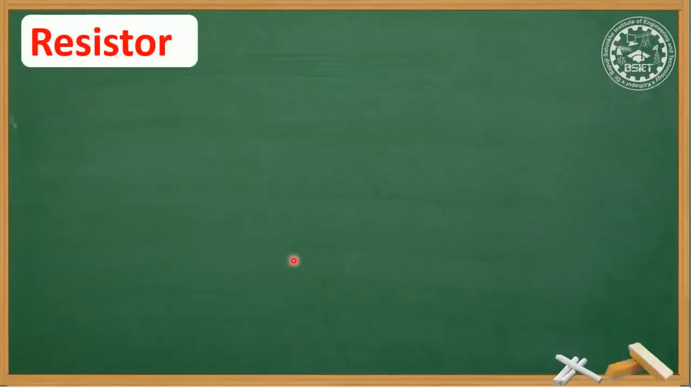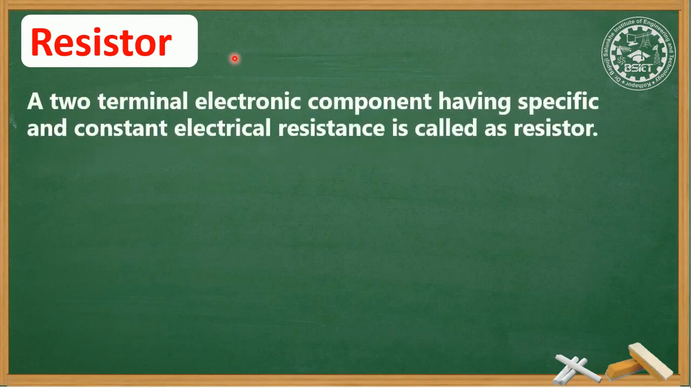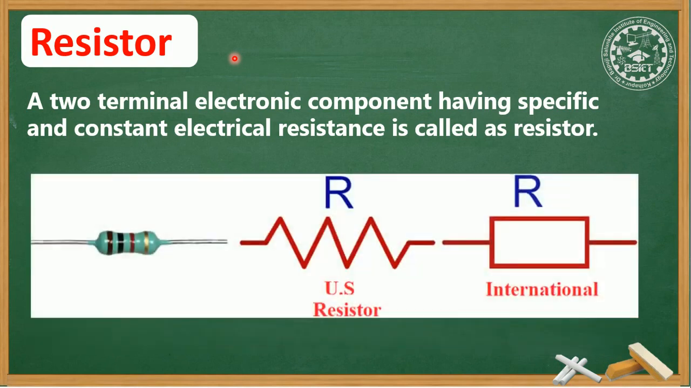Now we have already seen about resistor. What is a resistor? A resistor is a two terminal electronic component having specific and constant electrical resistance. Means a resistor is an electronic component which has two terminals, and which has a fixed value of electrical resistance. In a laboratory we use this resistor; in actual it looks like this.